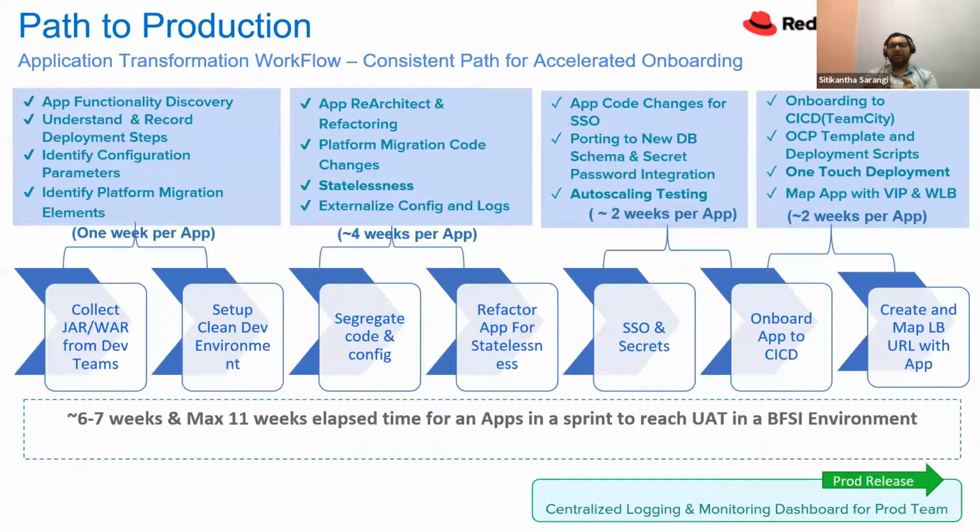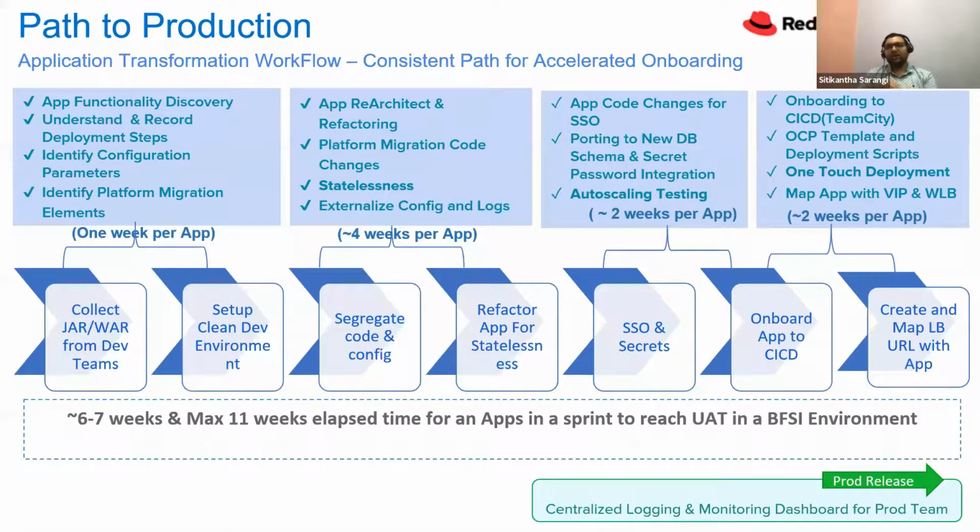Then your developers need to do the functionality testing. That is where the first level of testing comes in. Once your application is on OpenShift, first is functionality testing, right? After that is completely finished, then we can promote that to UAT. We are not onboarding, we are promoting that to UAT.